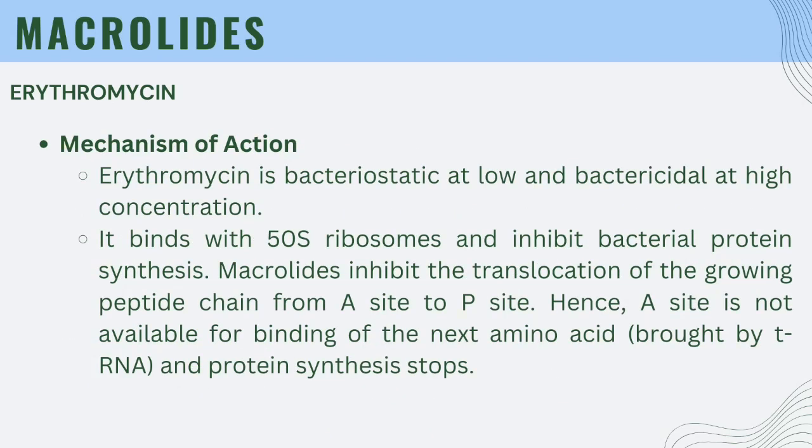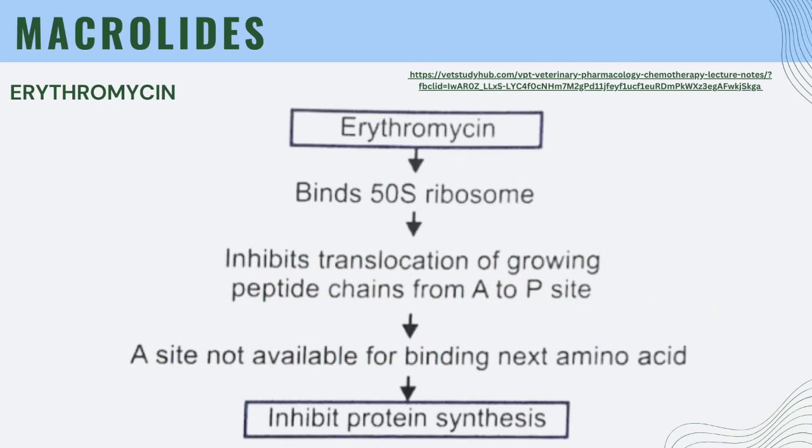Erythromycin is bacteriostatic at low and bactericidal at high concentration. It is a 50S inhibitor. Like other 50S inhibitors, macrolides bind to the 50S ribosome, which is used by the bacteria for translocation of growing polypeptide chains from the A site to the P site. Without this ribosome function, protein synthesis is inhibited.